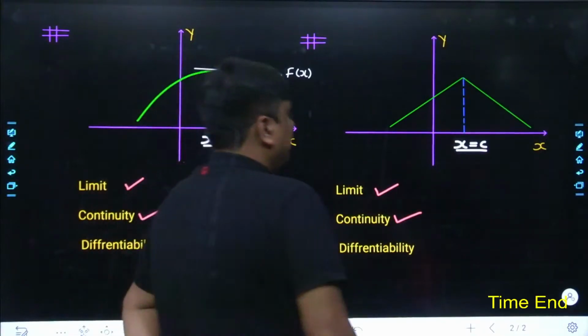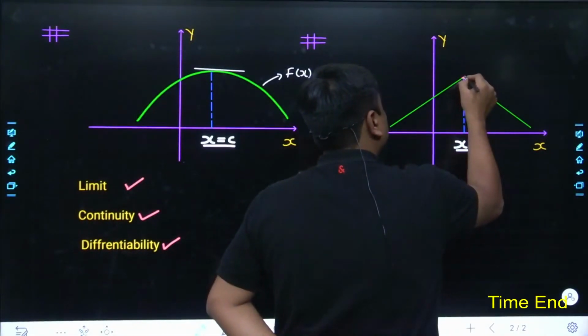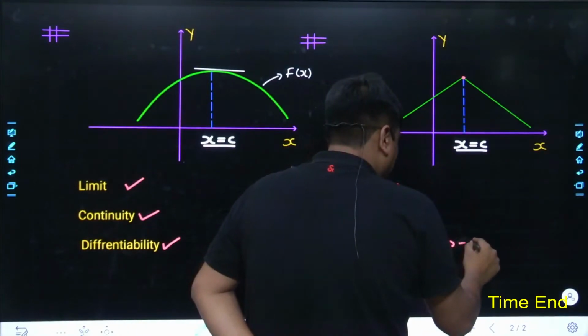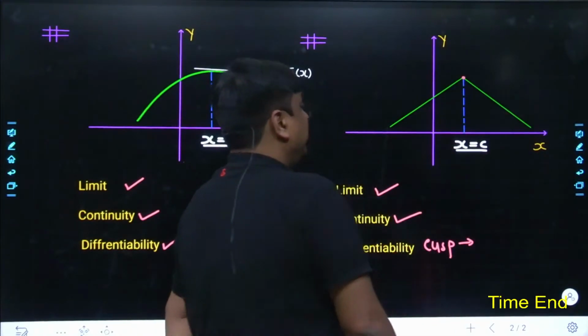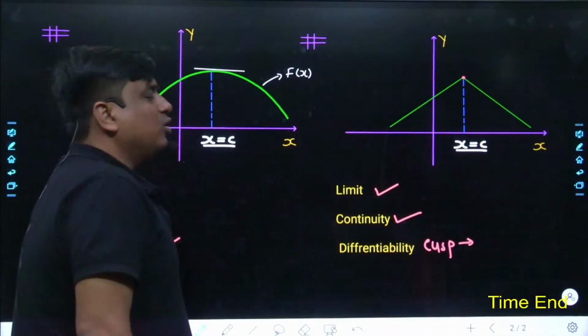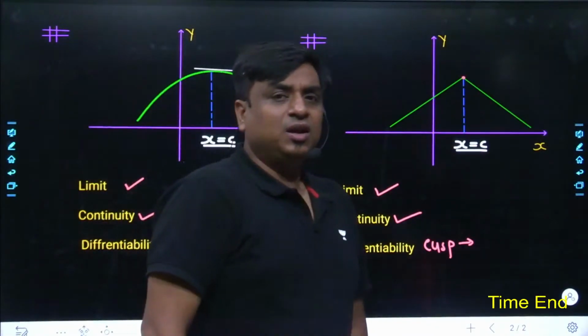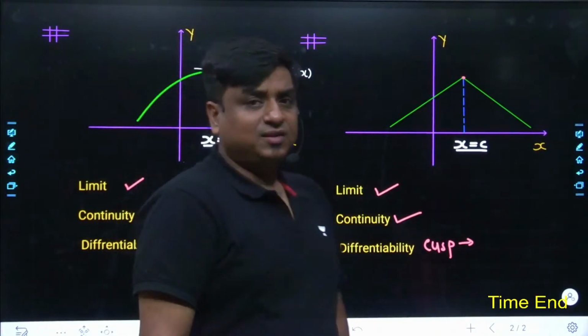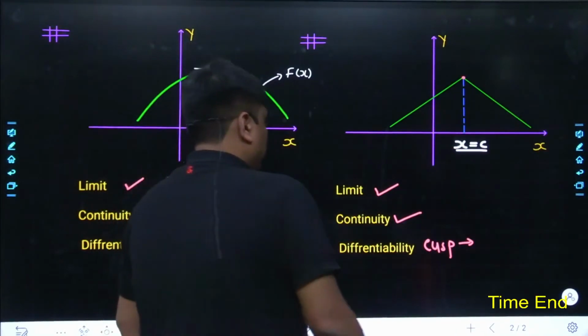But what happens at x equals c, you can understand that a cusp is formed. And as the cusp is formed, you won't be able to draw a unique tangent at this point. And as you are not able to draw a unique tangent at this point, you won't be able to get its slope. Obviously, the differentiability test fails, or I would say it is non-differentiable.